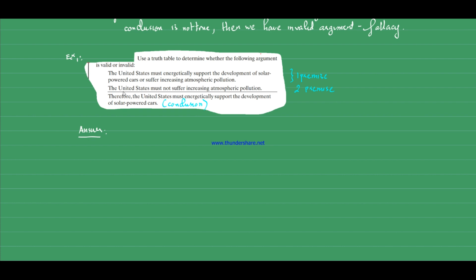So let's see what it looks like. We know that this is an or, so this is a disjunction statement. So the first premise is the disjunction statement. I'm going to call this P right here. P represents the United States must support the development of solar power car.